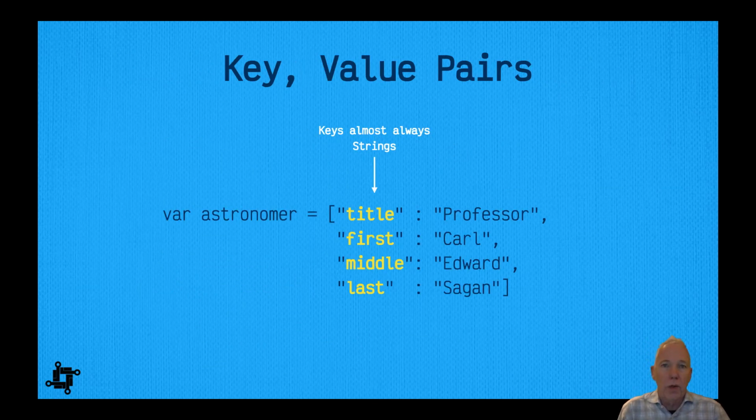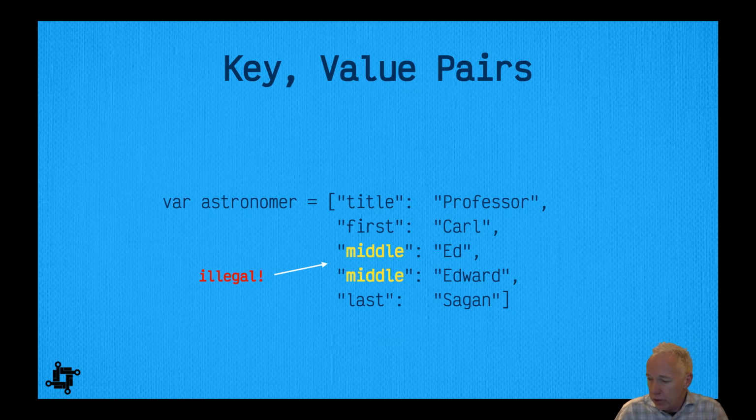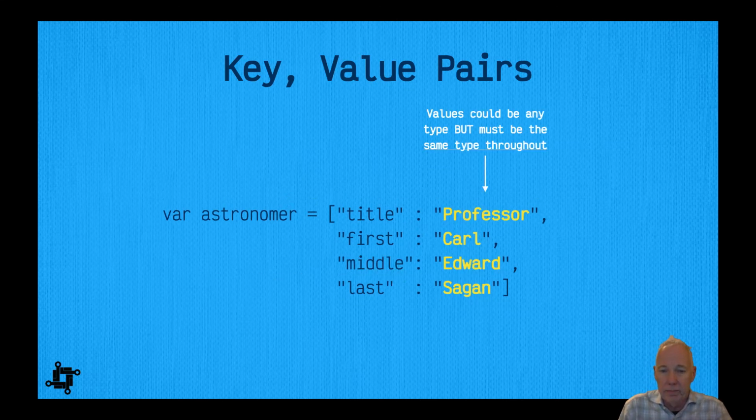So keys are always going to be strings when you think of dictionaries. And the thing to think about with this is that they must always be unique. For example, we have title, first, middle, and last. All of those are unique strings. They are not equal in any way. However, if I were to try to declare the key middle and Ed and the key middle and Edward, these two match, and that is illegal in a dictionary. So when I have a key and I go into the dictionary, it has to be unique or not there at all, but you can't have a duplicate. You can't have 2 or 3 or 4 keys that are all the same in the dictionary.